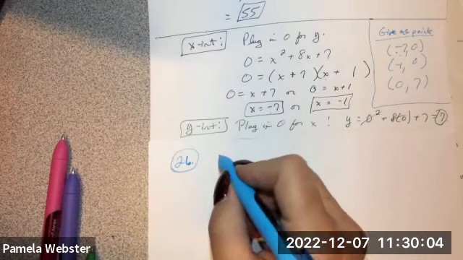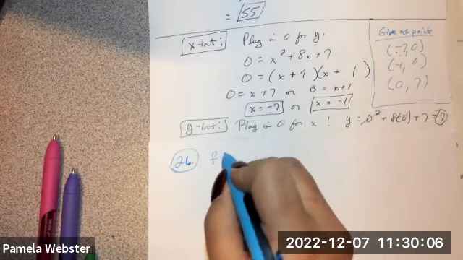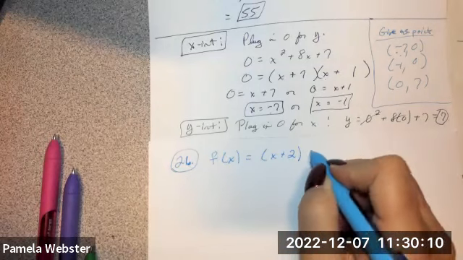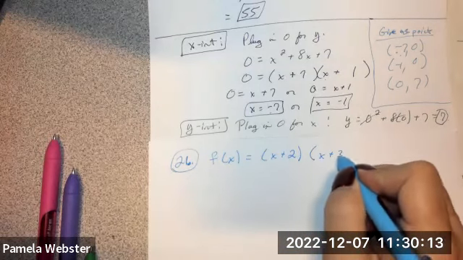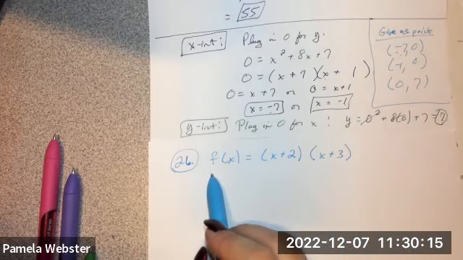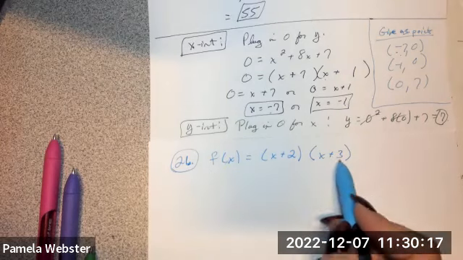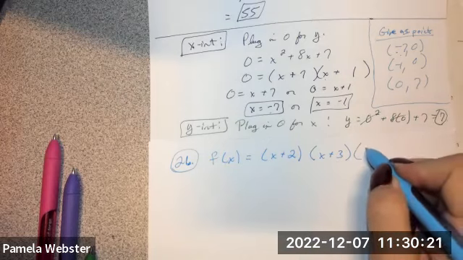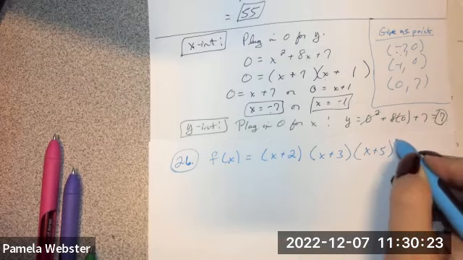The nice thing about this type of problem is that they're normally going to be already factored for us. So they did a step for us, which is nice. So 26 says f of x equals (x plus 2) times (x plus 3) times (x plus 5) squared.